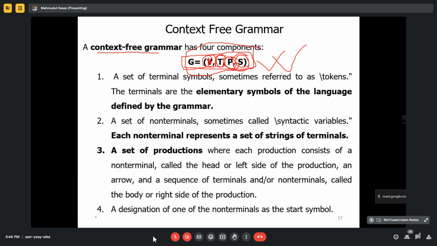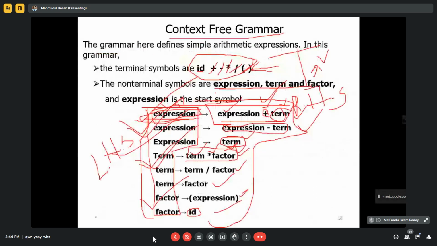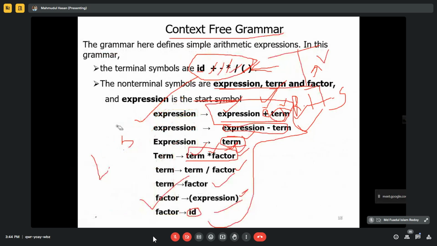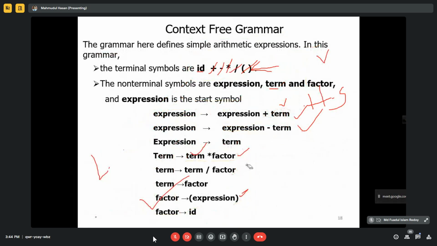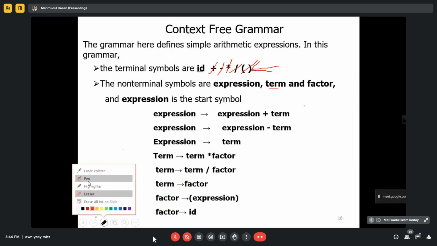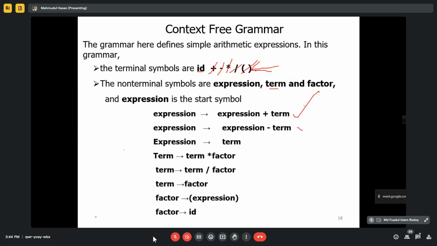Abu Bakr. Yes, sir. I got it, but I don't understand production rule. Production rule. So just a minute. This grammar I already discussed. Each line is a production rule. Each one is a production rule. So you can say that a context-free grammar is a set of production rules, because each line is a production rule.